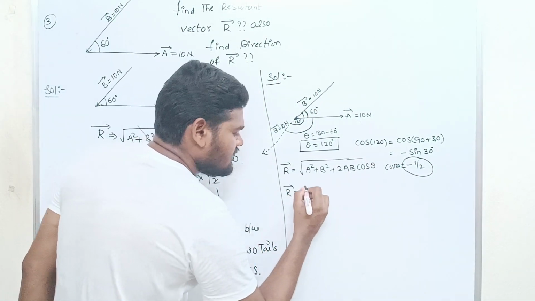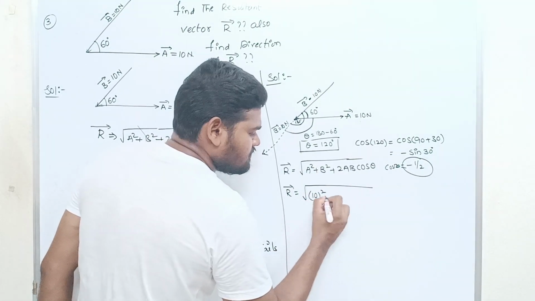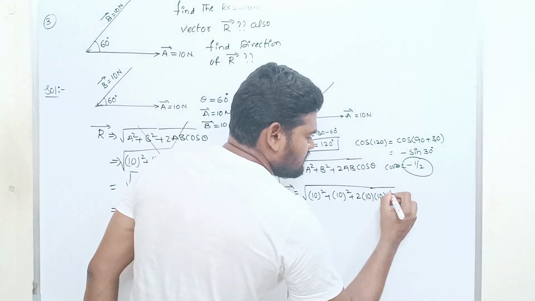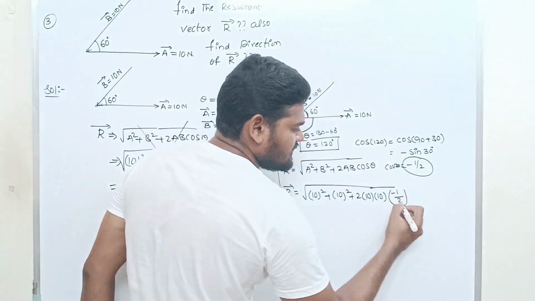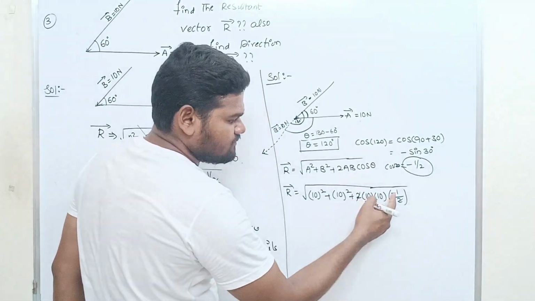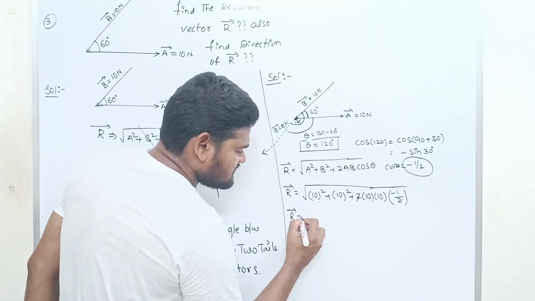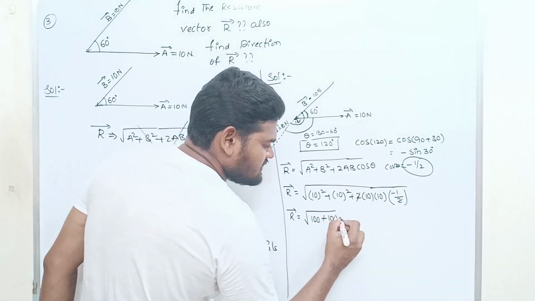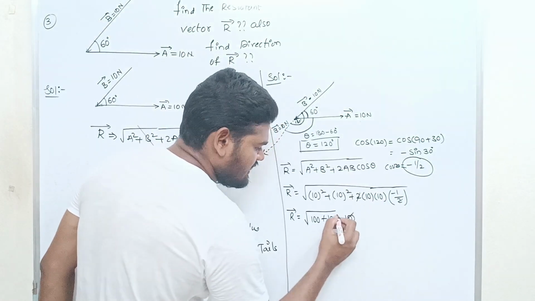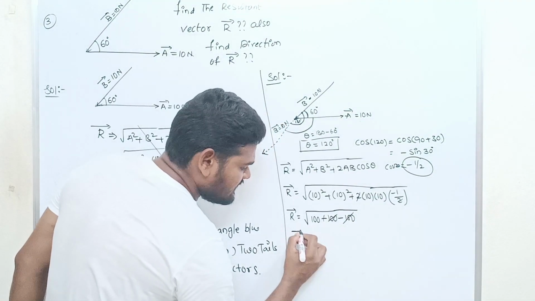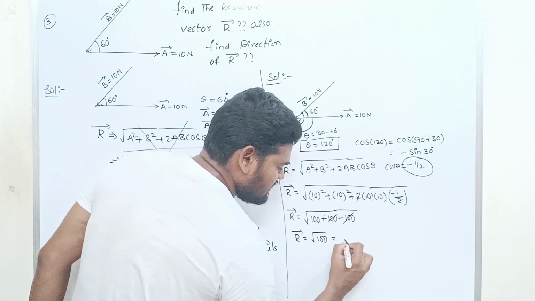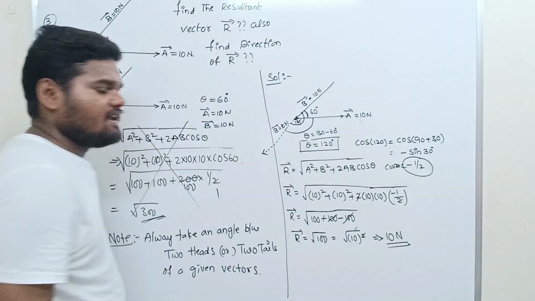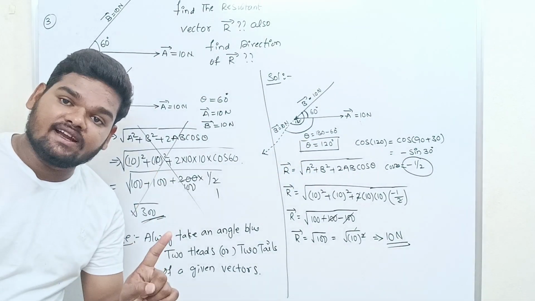Just substitute here. So R bar is equal to the square root of a squared, 10 squared, plus b squared, 10 squared, plus 2 into 10 into 10 into minus 1 by 2. So R bar is the square root of 100 plus 100 minus 100. The 100 and 100 cancel out, so the resultant vector R bar is root over 100, which is 10 squared, the square root cancels out, and R bar is 10 newtons. Are you getting it? Any difficulties there?